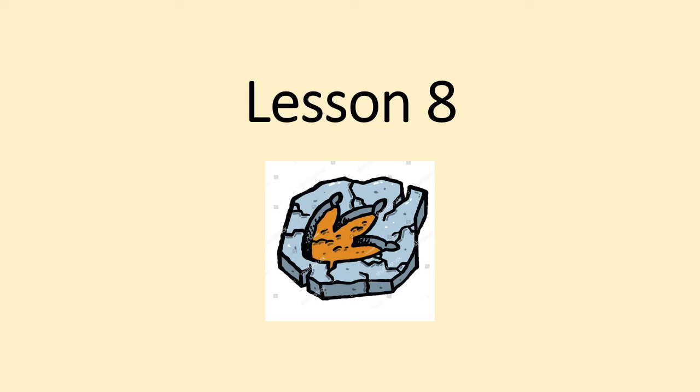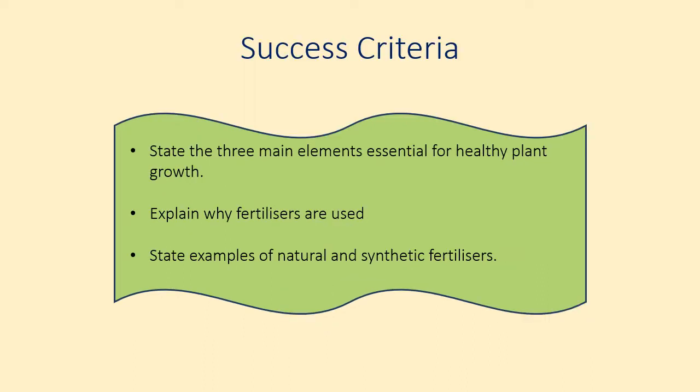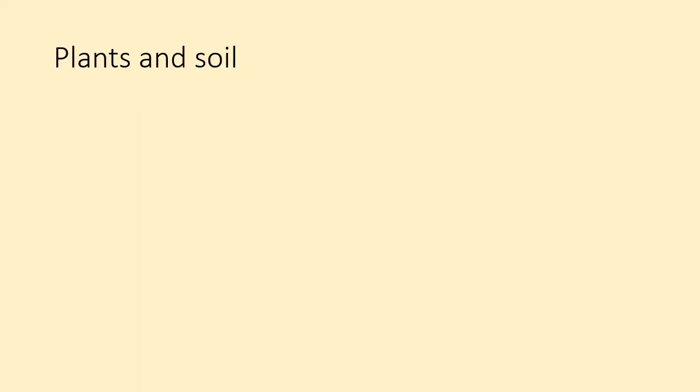So in this lesson, which is going to be our final lesson in S2 chemistry, we're going to look at fertilizers as something that gets added to soil. So we are going to look at the types of chemicals used in agriculture and how we can use synthetic or natural ones. So we're going to think about the three main elements that plants need for growth, be able to explain why fertilizers are used, and give examples of natural and synthetic, which means man-made fertilizers.